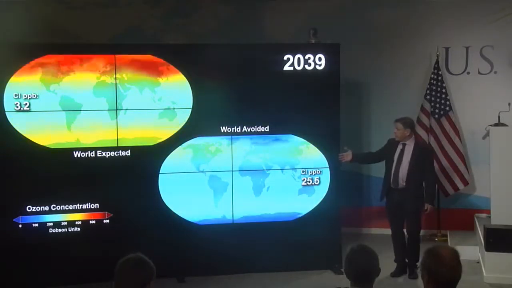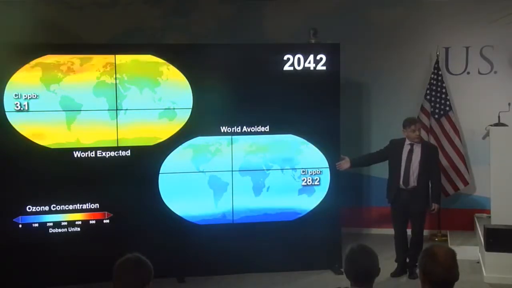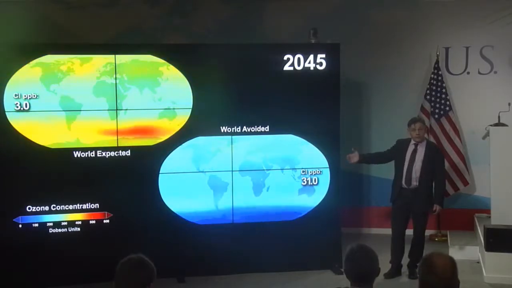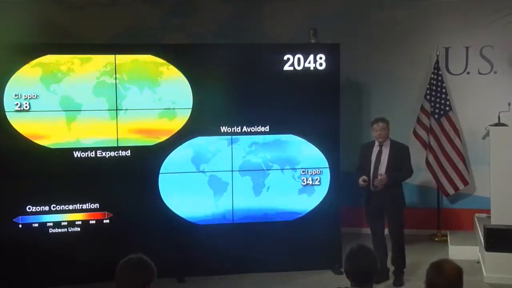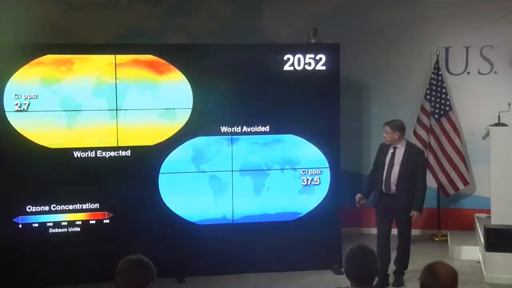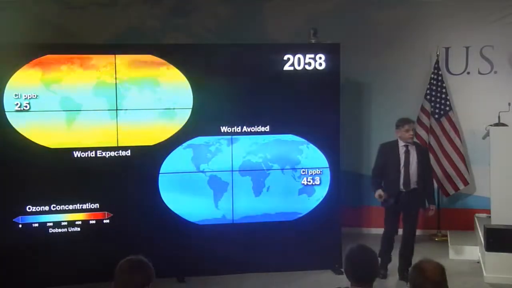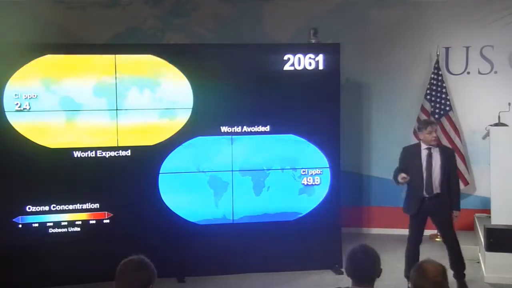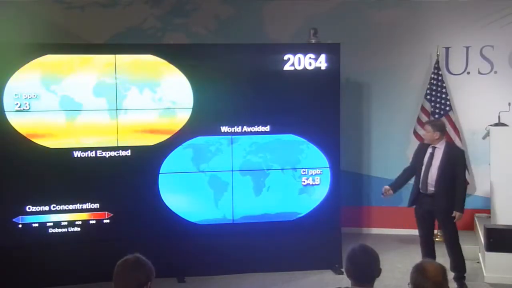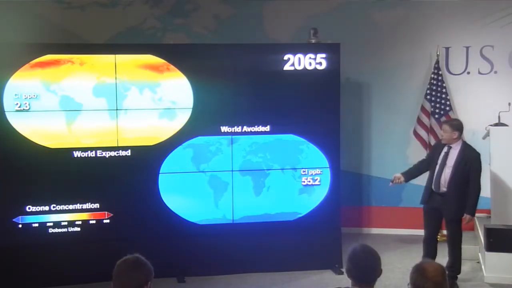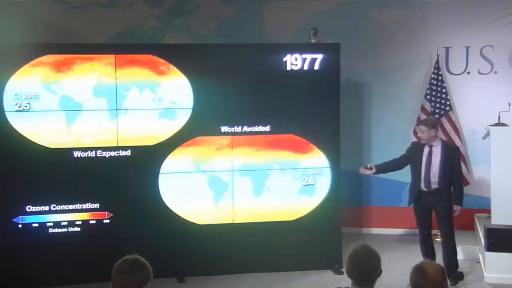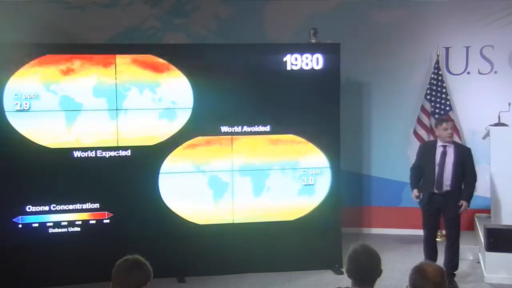So this is what would have happened if the international community had not worked together to restrict CFC emissions. And I think that's setting a great precedent for us. There you go. You see, ozone is totally disappearing over the entire globe as we get into really high chlorine concentrations, which would happen by 2065. So by the middle of the 21st century, we'll be in this situation.